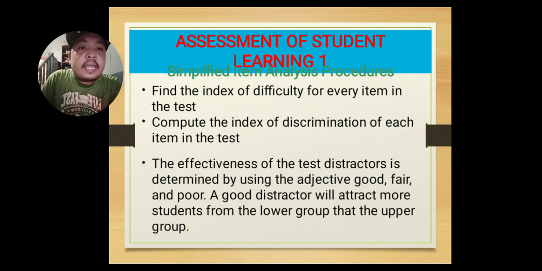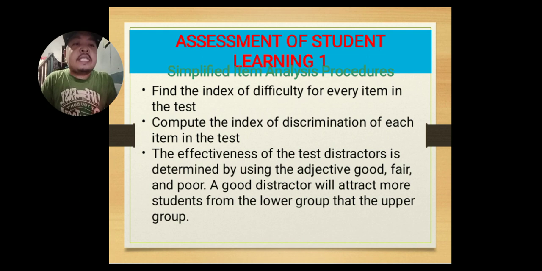Okay? And next, the effectiveness of the test distractor is determined by using the adjectives good, fair, and poor. A good distractor will attract more students from the lower group than the upper group. So later on, we're going to discuss what is called a good distractor, what is called a fair distractor, and what is called a good distractor. Okay?